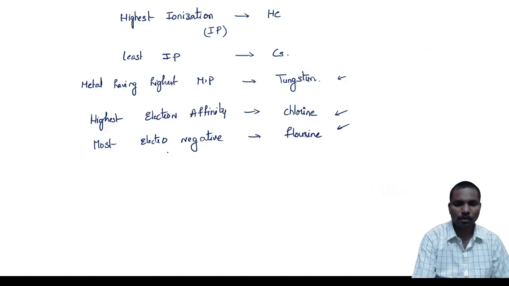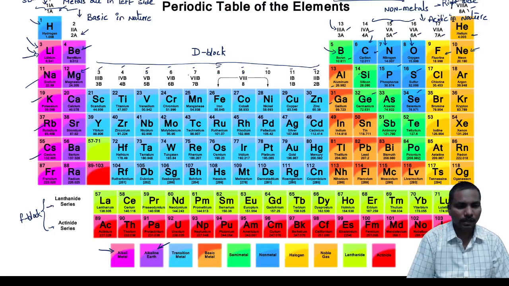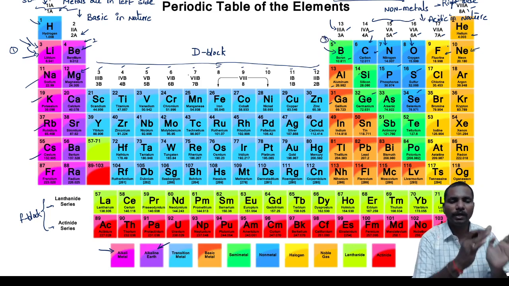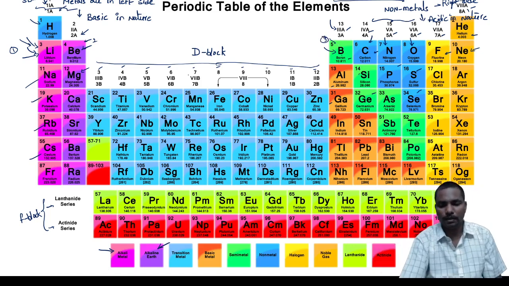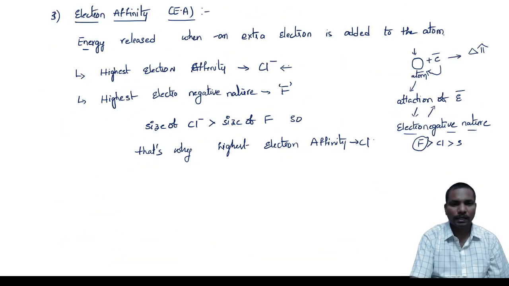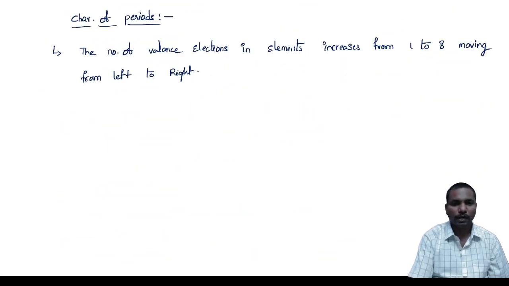For example, consider lithium. It has only one valence electron. Going from left to right, beryllium has 2, and boron, 1s2 2s2 2p1, has 3 valence electrons. Like that, valence electrons increase from left to right.